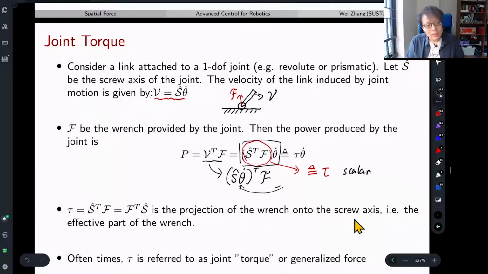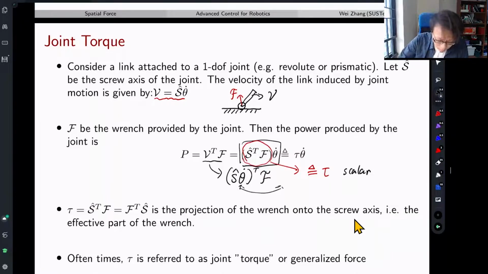You can think about this as the effective part of that wrench to generate the joint motion. Because the joint may also generate force, not only generate motion but also counteract other things. This part is only the force or wrench projected onto the screw axis, which really generates the motion along the screw axis. There may be other reaction forces that don't contribute to the motion, so those are not considered here.